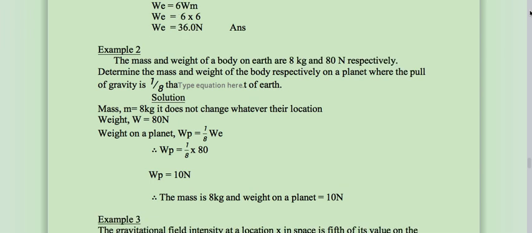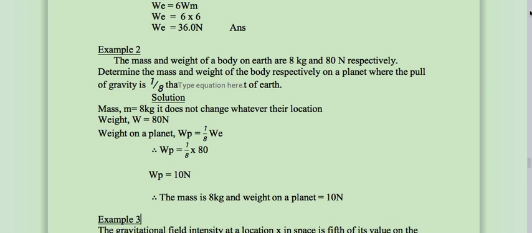If you look at this question, we are being given the mass and the weight. The mass is 8 kilogram. It does not change whatever the location. The weight is 80 newton. The weight on a planet, remember they were specific about the planets, maybe it can be Mars, can be Venus, any planet. But the weight on a planet from the question is equal to 1/8 of the weight on the Earth.